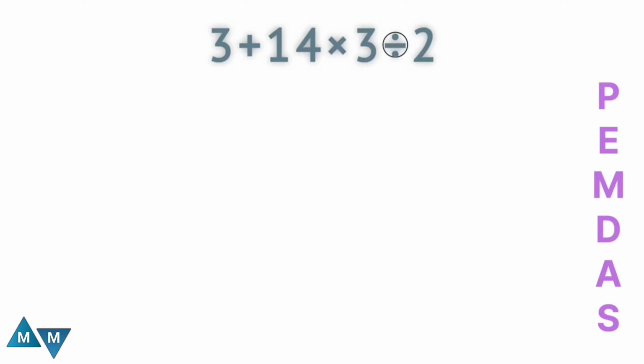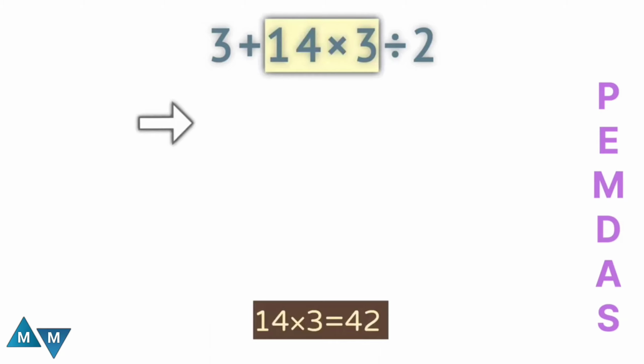So what do I see first? Moving left to right, in this case, I see multiplication first. So this is what I have to do first. So 14 times 3 will be our first move, which equals 42.